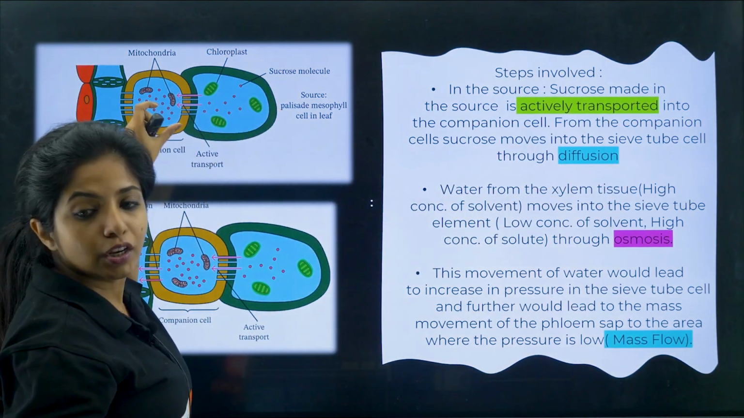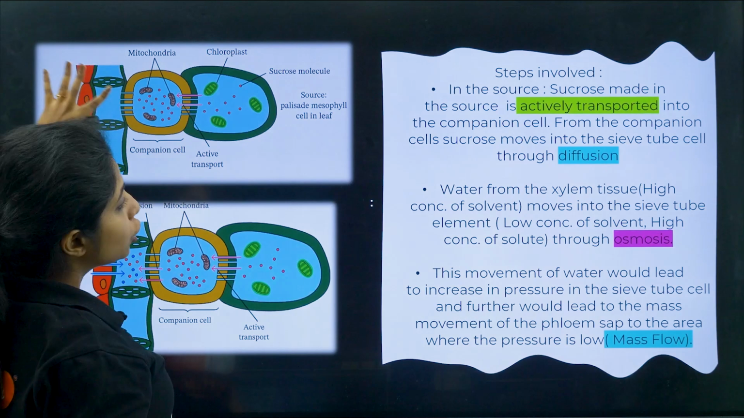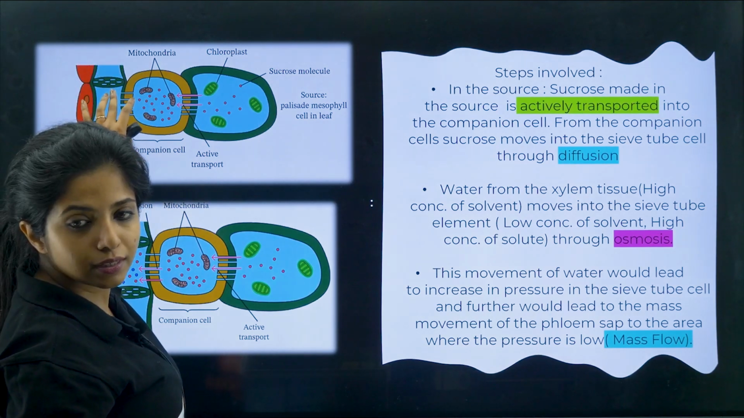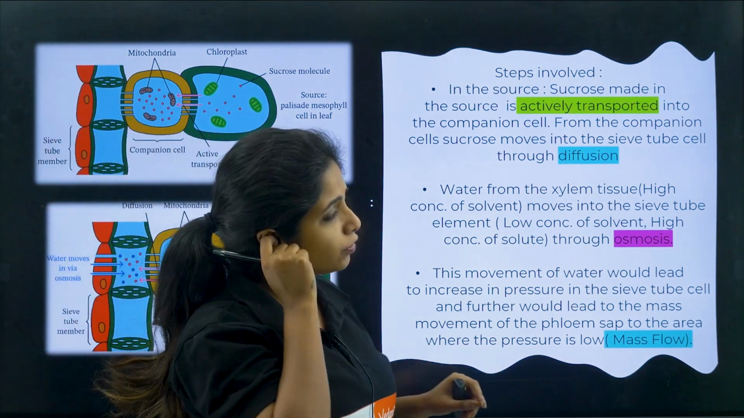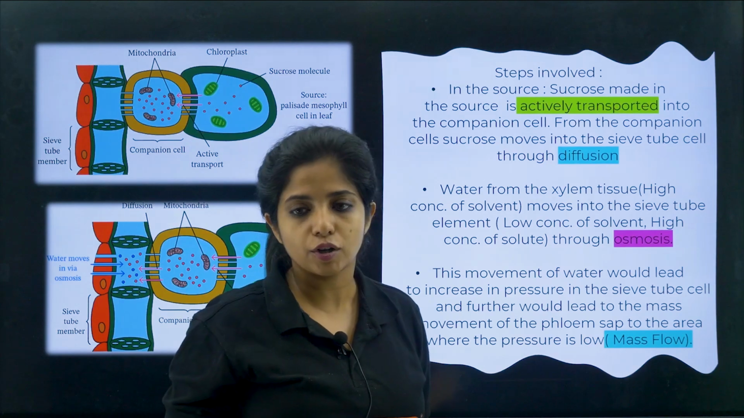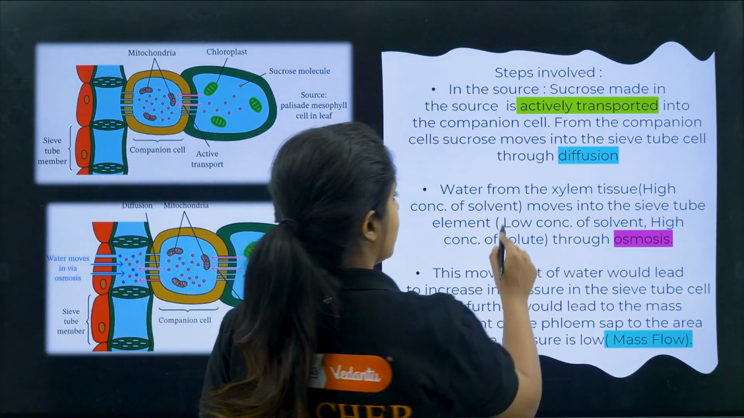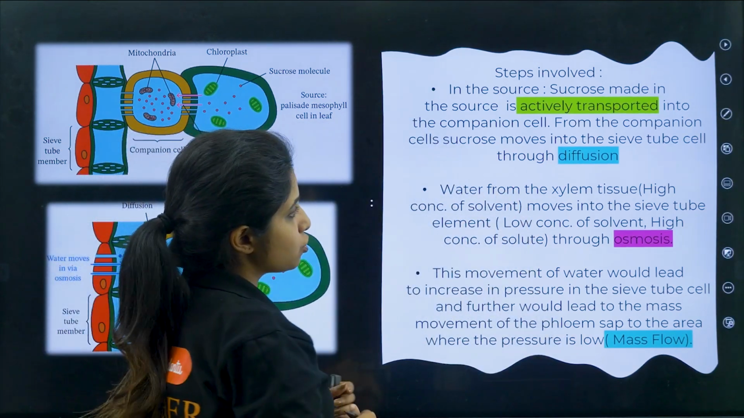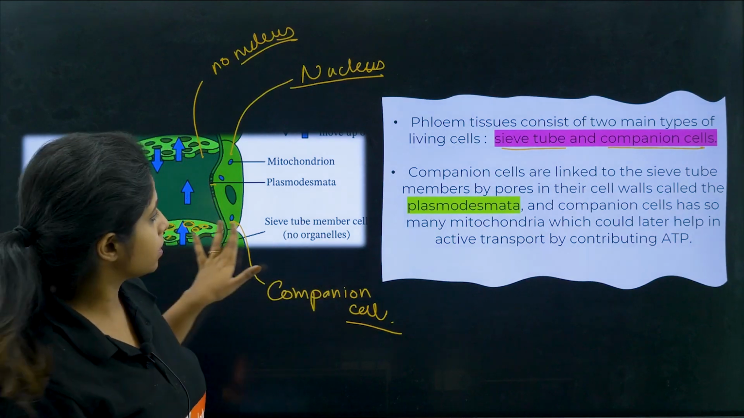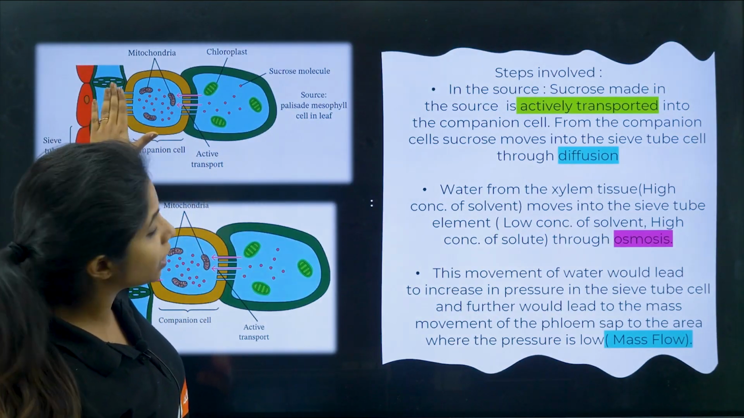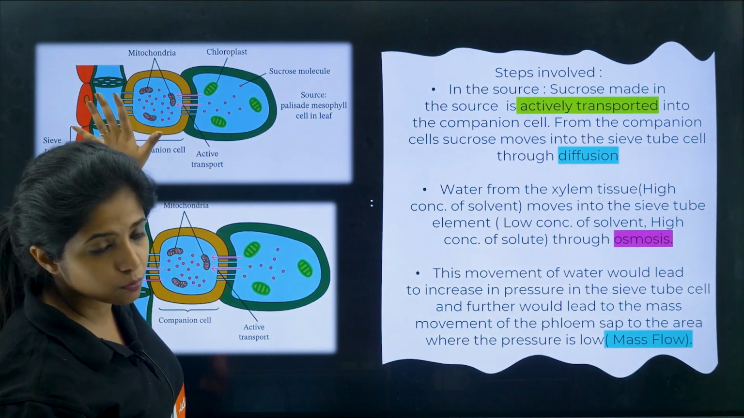So from the source to the companion cell, from the companion cell to what, children? To your sieve tube cell with the help of diffusion. Actually, it's not diffusion, it is active transport itself. With the help of active transport, that will be a much more correct way of saying things. So we are transporting things, we are using our energy to get things transported over there.